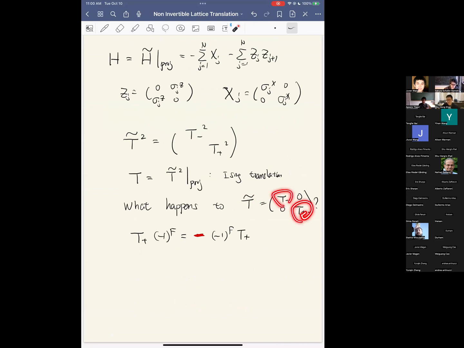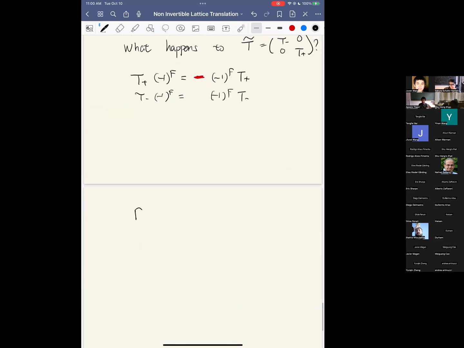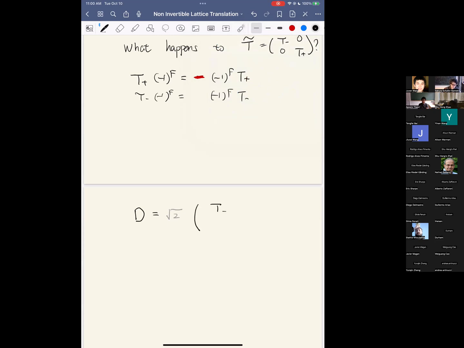But one of the two guys is innocent. It's only t plus that's causing us trouble. Remember, t minus commutes perfectly with -1 to the f. But one thing you can do instead is to define an operator d, again with an unimportant root 2 factor that I'm going to write here. You still put the innocent t minus up here, but you put a big 0 down here. T plus is giving us trouble. Let's just get rid of it. So now this operator is an operator acting on the projected Hilbert space. So I'm doing the projection.